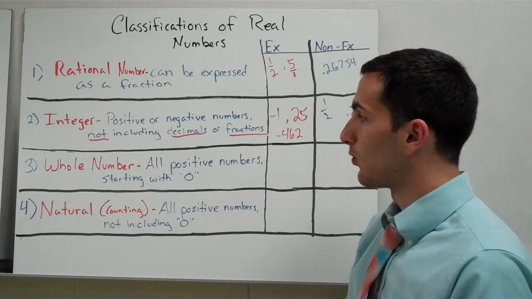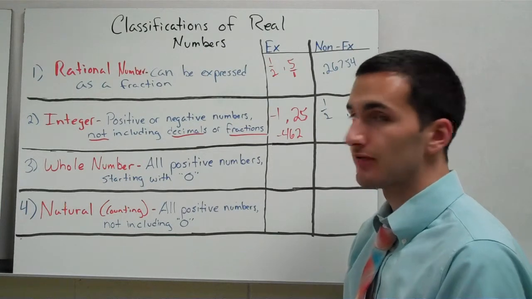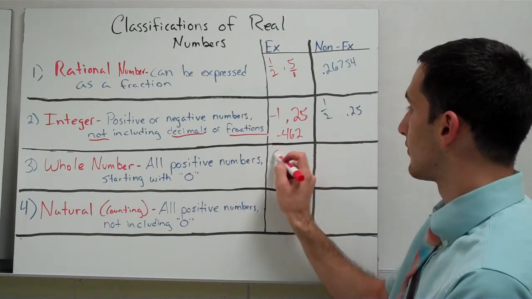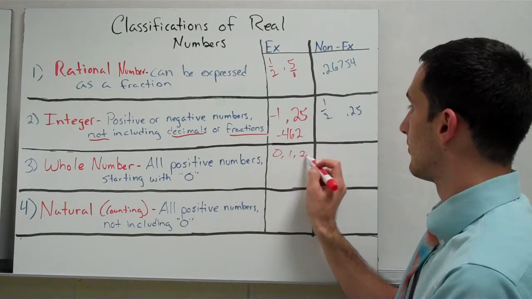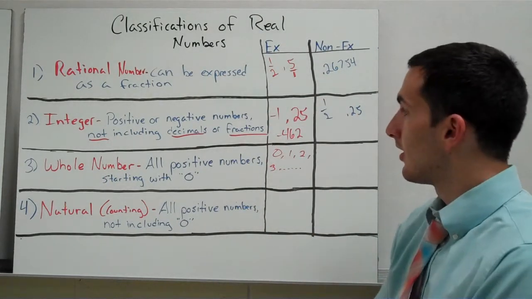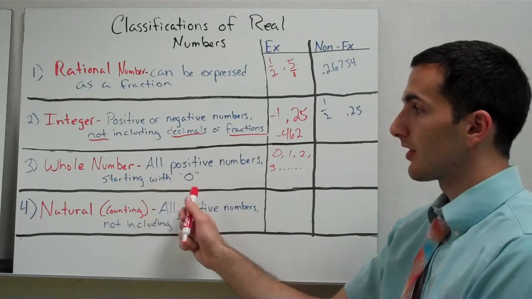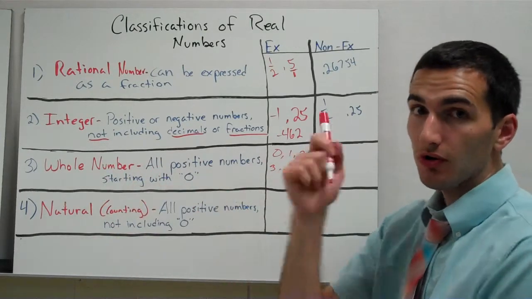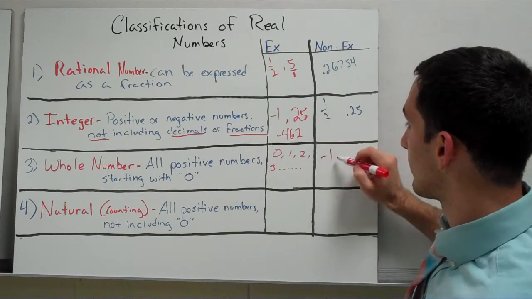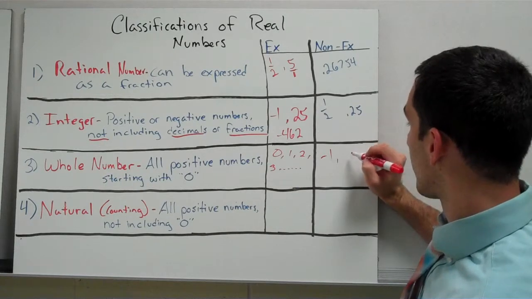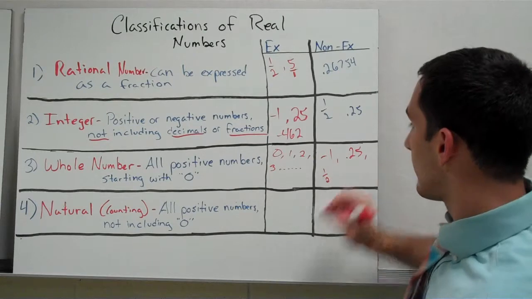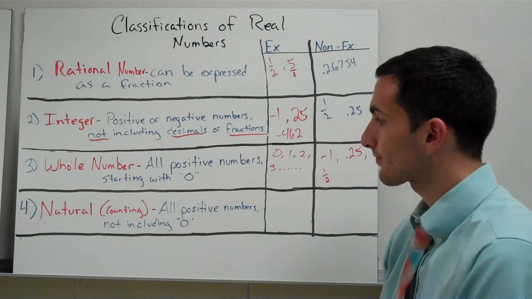Our next one down are our whole numbers. Our whole numbers are all positive numbers starting with 0. So examples of whole numbers are going to be 0, 1, 2, 3, so on and so forth, all the way up to infinity. But again, they are all positive numbers starting with 0. They're whole numbers, but these also do not include decimals or fractions. So non-examples would be, first off, negative numbers. Anything negative is not going to be a whole number. But also not decimals. So 0.25 and 1/2 are also not going to be whole numbers either.